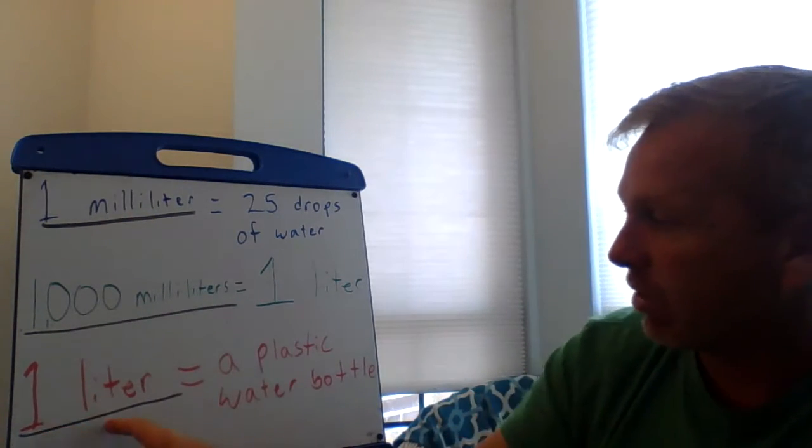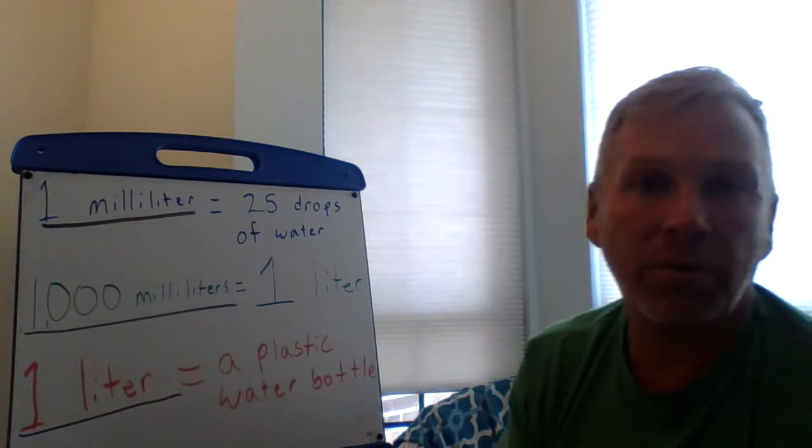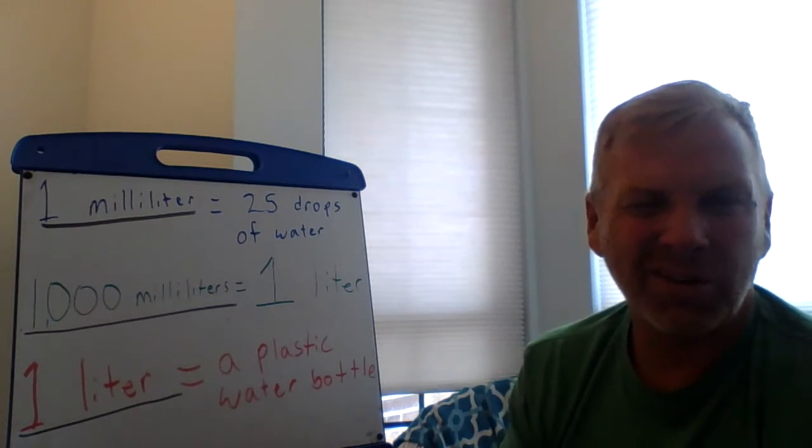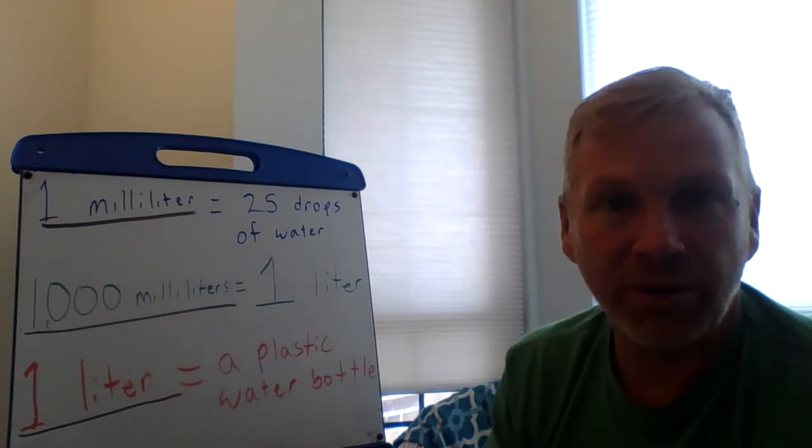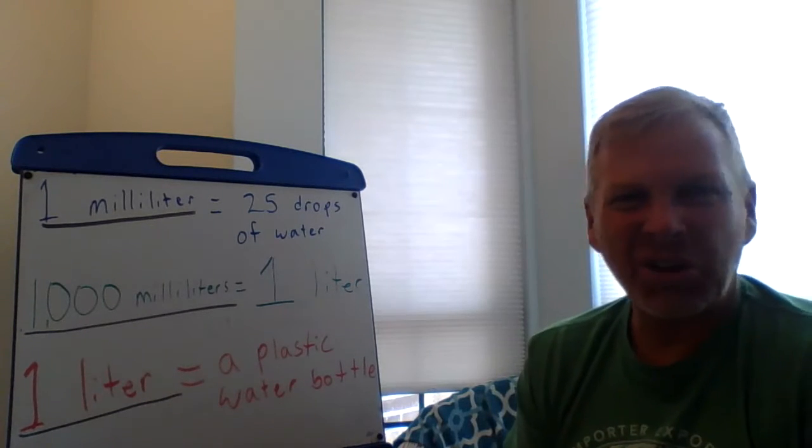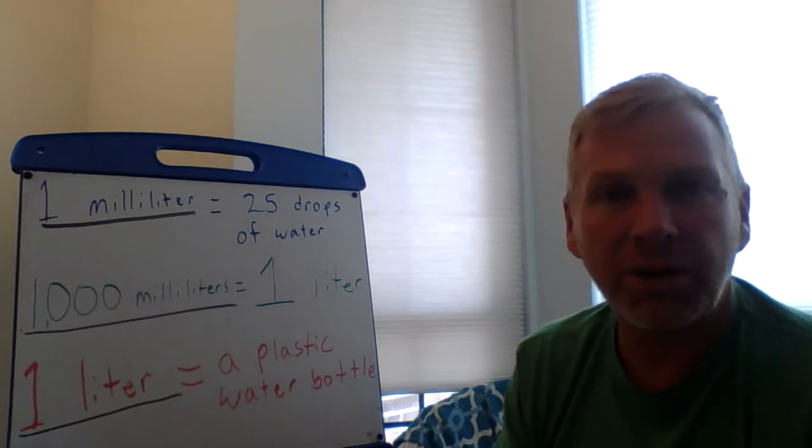And I wrote right here, 1 liter is a plastic water bottle. And then we already talked about what a 2 liter would look like. So making the conversion is just as simple as the other metric conversions.